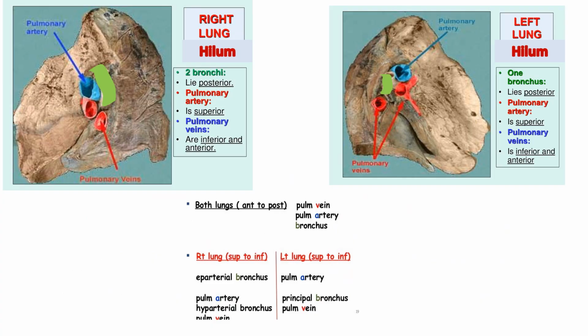Coming to the cadaveric image of the right lung hilum and left lung hilum. On the right lung, the hilum consists of a single pulmonary artery, two pulmonary veins, superior and inferior. Bronchi are also two, superior lobar bronchus and principal bronchus. On the left side, the hilum consists of a single pulmonary artery, two pulmonary veins, inferior and superior, and a single bronchus, which is a principal bronchus.